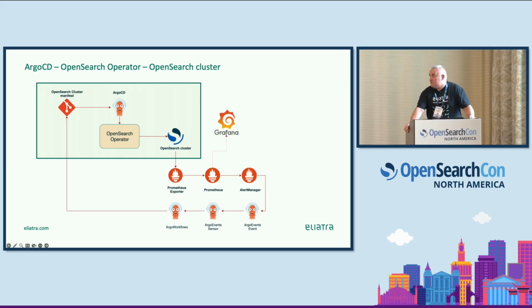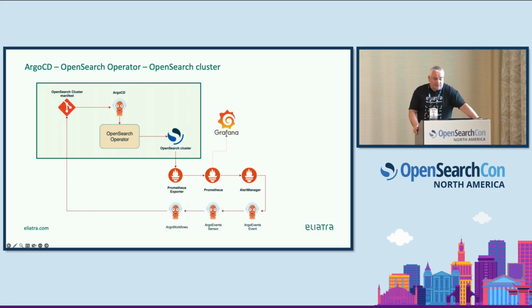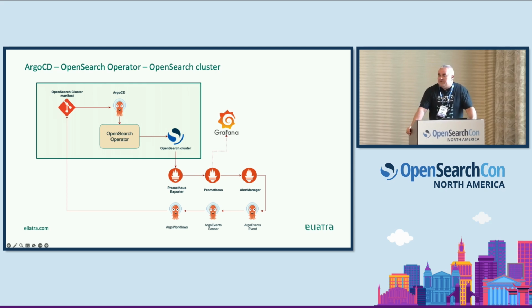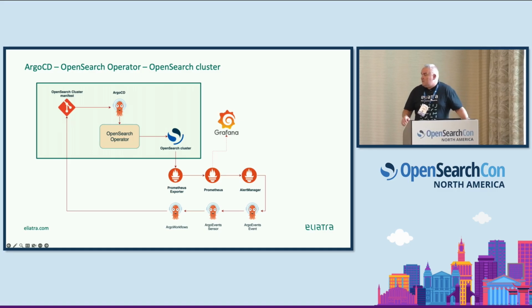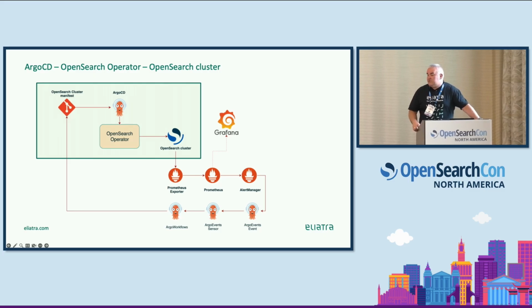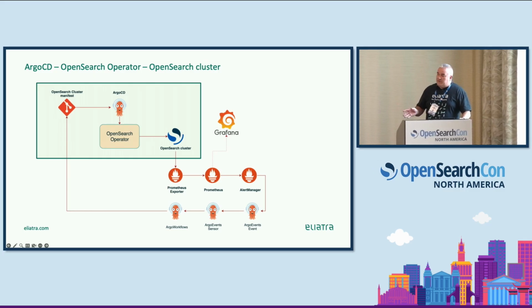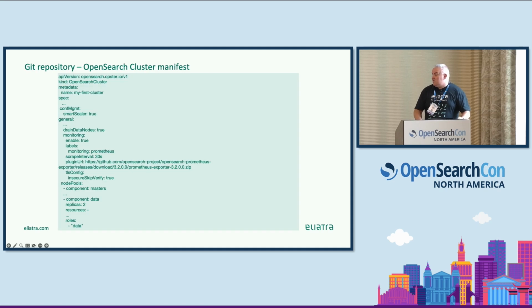The first part is actually GitLab. We can use GitLab, GitHub, anything that will give us the ability to store the manifest and keep track of it. In this case, I used GitLab, but I was using GitHub for that as well. Then we can configure ArgoCD to point to this manifest, and it will push the manifest into the OpenSearch operator, and then the OpenSearch operator will basically create the cluster.